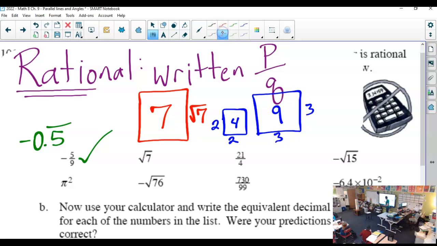This is not rational. If we put that in your calculator, it would look like it stops, but that's only because your calculator runs out of space. Non-perfect squares: not rational.